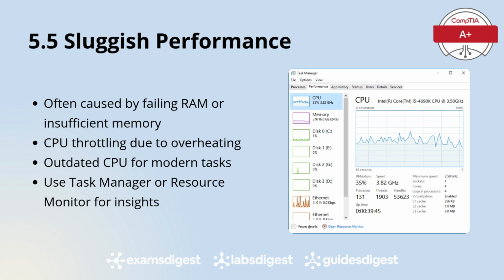Now let's shift to performance issues. If a user reports sluggish performance, one of the culprits could be faulty or insufficient RAM. Maybe one of the RAM modules has failed, or it's simply not enough for modern workloads. On the other hand, it could also be a CPU issue. Either it's overheating and throttling, or it's outdated for the demands being placed on it.